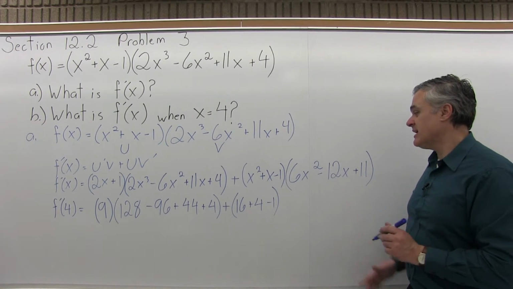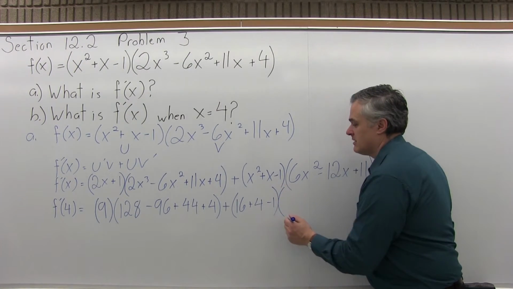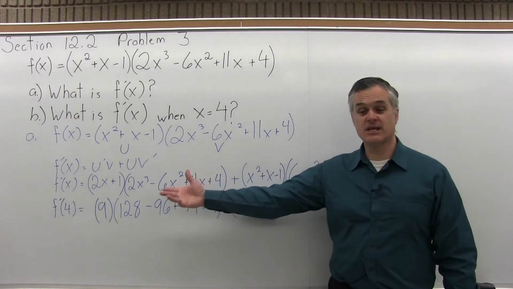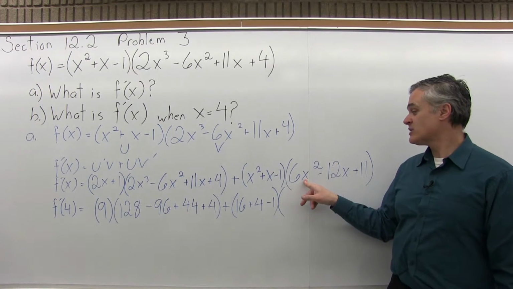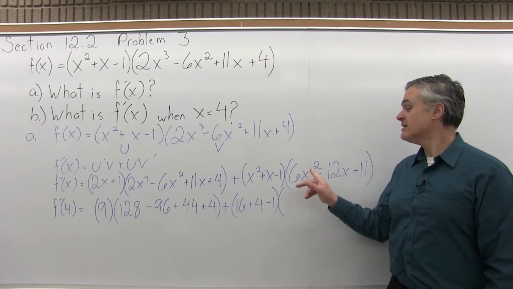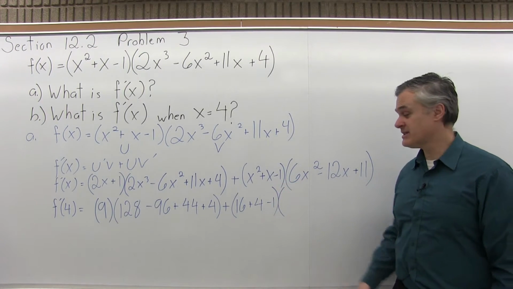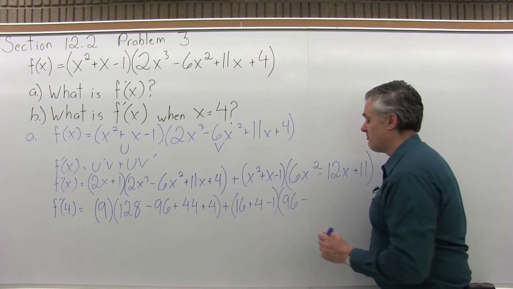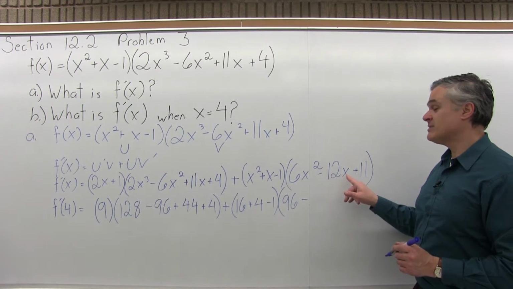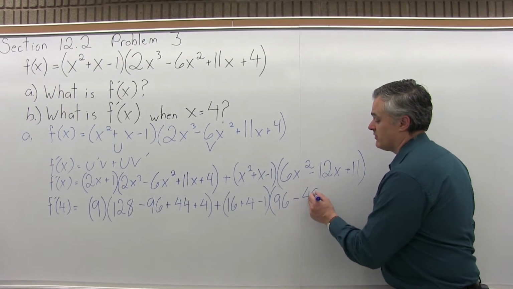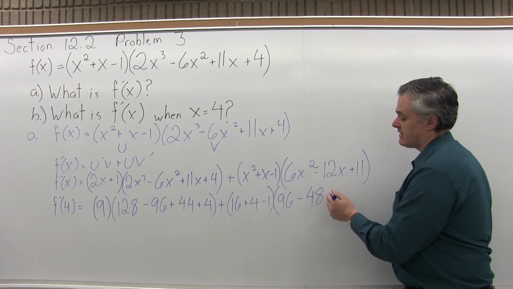And finally, the one on the end, 6x squared. This came up before, so it's going to be 96 again. X squared becomes 4 squared. 4 squared is 4 times 4, which is 16. 16 times the 6 in front is 96. Minus 12 times x becomes 12 times 4, which will be 48. And then you just have 11 on the end.